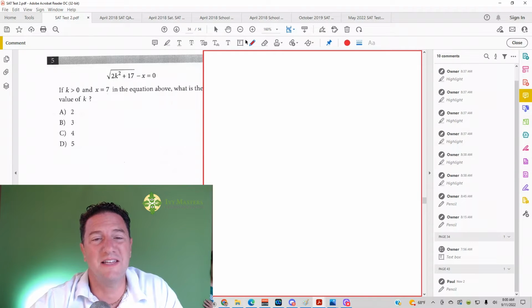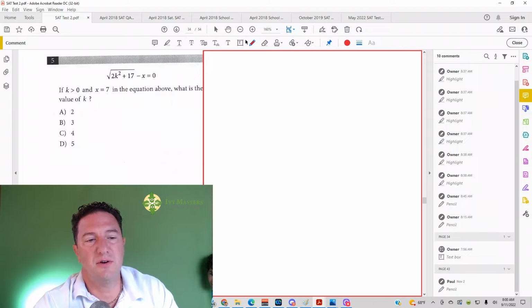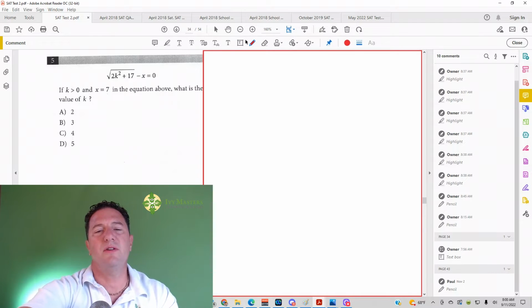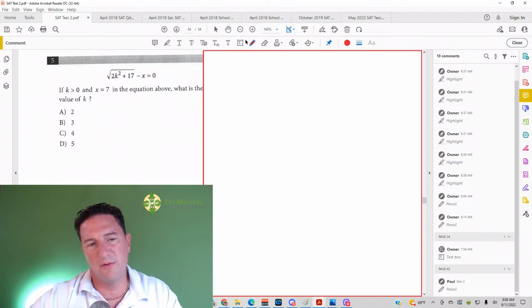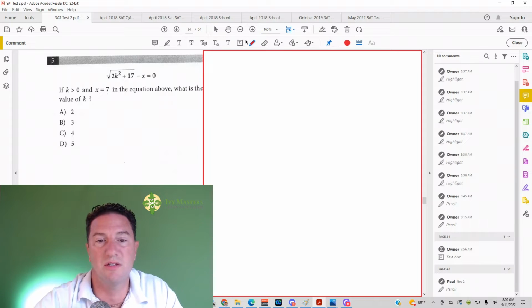And today we're going to look at Test 2, Section 3, number 5, which reads, if k is greater than 0 and x equals 7 in the equation above, what is the value of k? Square root problems. Never do them algebraically. Why do you ask? Well, sometimes you get extraneous solutions. This is not an example of the type of question where you get extraneous solutions, but if you get an extraneous solution, you got to plug back in. It's so easy to forget to plug back in those extraneous solutions.